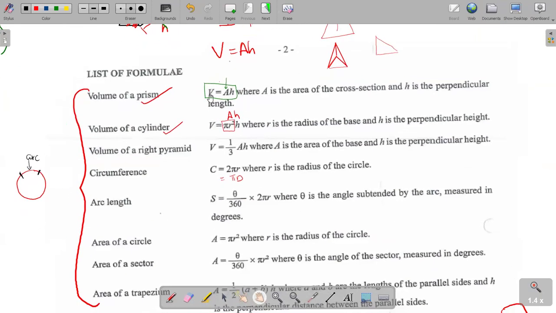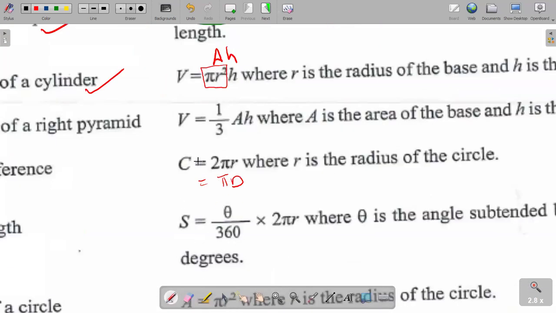All right, so let's move into the other formulas that we are given. So we get volume of a prism, volume of a cylinder, volume of a right pyramid. We get the circumference of a circle. Keeping in mind, we did this already: 2 pi r, which is the same thing as pi d. Why? Because the diameter of a circle is the same thing as having 2 radii, which is 2r.